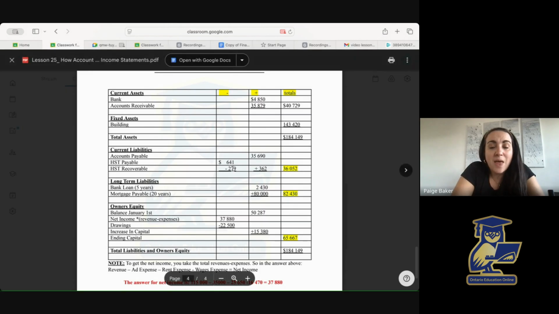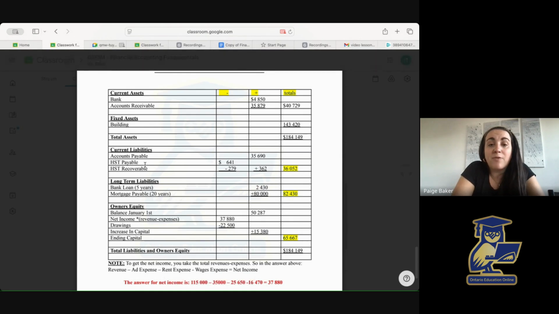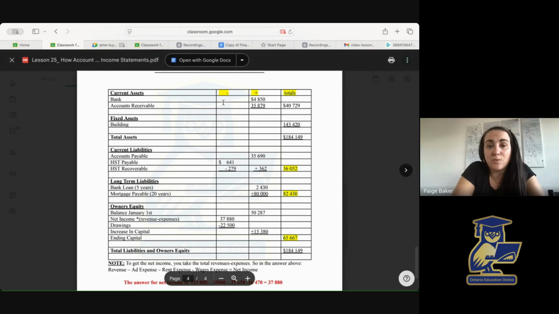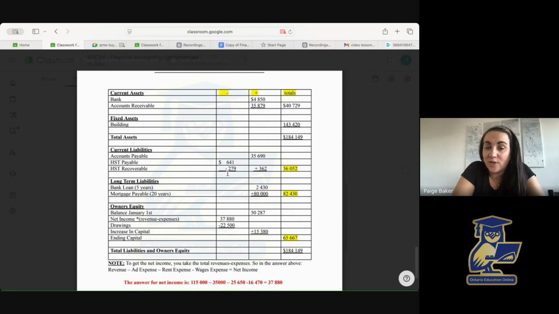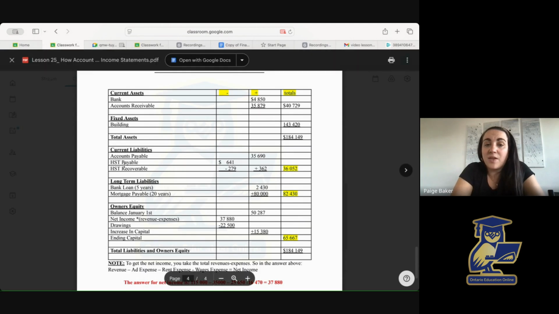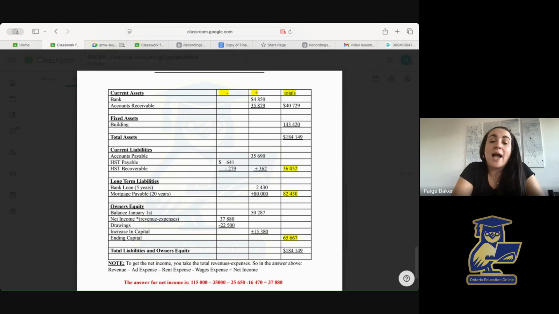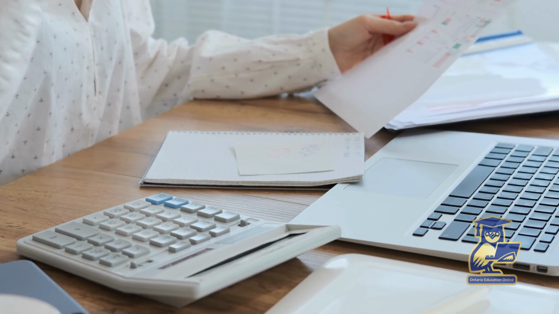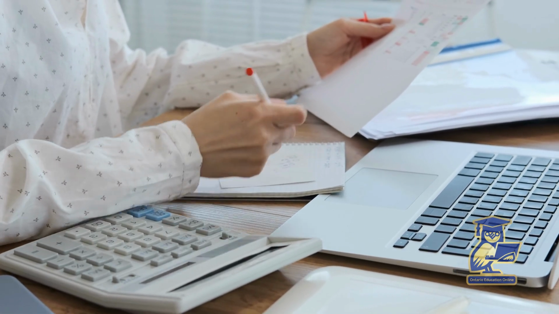And then because I'm subtracting my HST recoverable from my payable, I have to put it in my subtraction column. So I have $641 minus $279, which gives me a total value of $362. So I'm taking the tax that I have to pay, and I'm subtracting the tax that's going to be paid to me, and I'm going to see the difference, and this is going to show my liability for tax. Now that I have both my accounts payable and my HST, I can add those two numbers together.